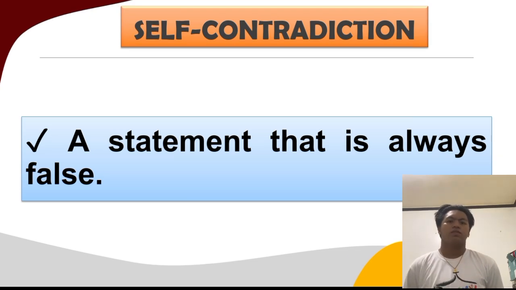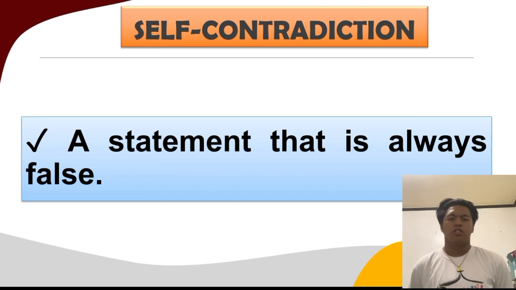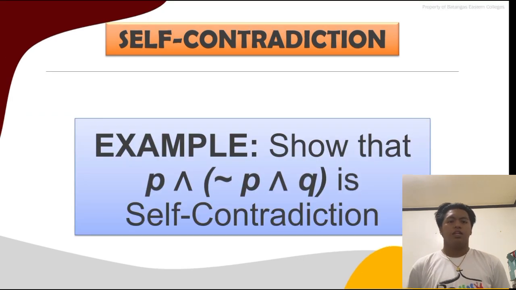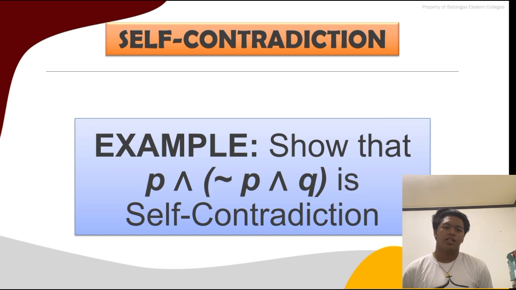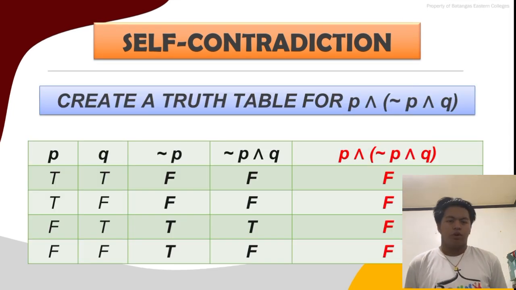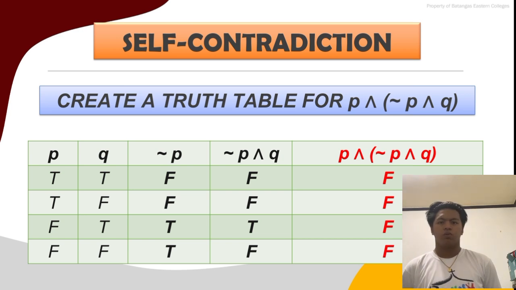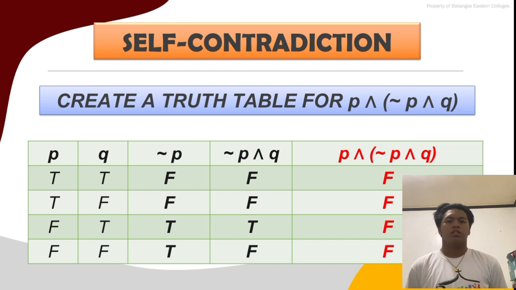Self-contradiction. Self-contradiction is a compound statement that is always false. So we have this example of self-contradiction. Shows that P and not P and Q is self-contradiction. So let's try this truth table for P and not P and Q. So in P, we have this true, and Q, we also have this true. So getting the not P is the opposite of P. So kapag ang P ay true, the not P will be false.